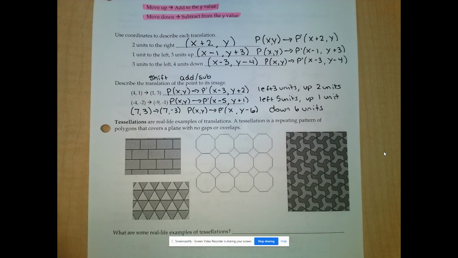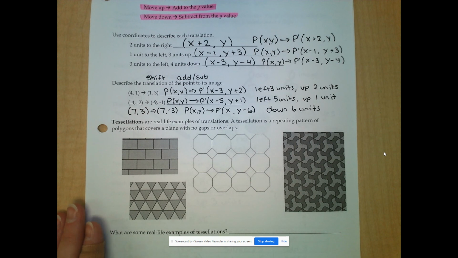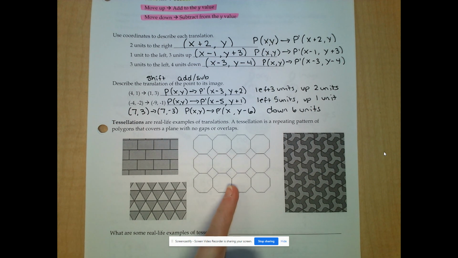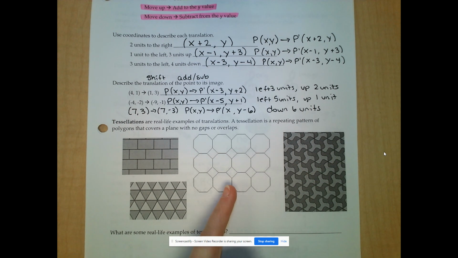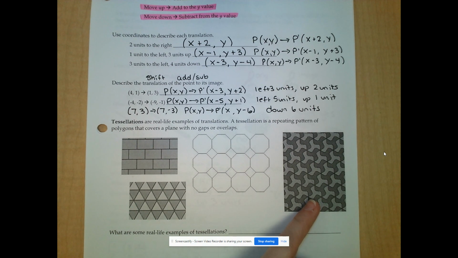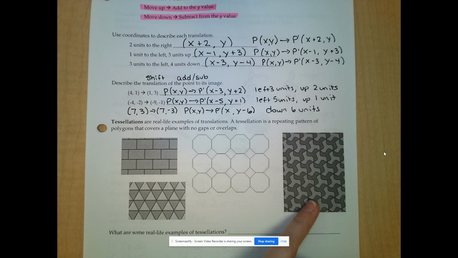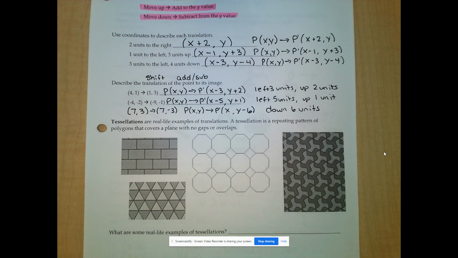So tessellations, which are at the bottom, are real-life examples of translations. A tessellation is a repeating pattern of polygons that covers a plane with no gaps or overlaps. So you can think about a brick wall. This pattern is often used in backsplash tiles in the kitchen and floors of bathrooms. And then this one over here is created by M.C. Escher, who was a famous artist who really focused on tessellations, number one, and drawing things that were impossible to create in real life. And this is an Escher design.